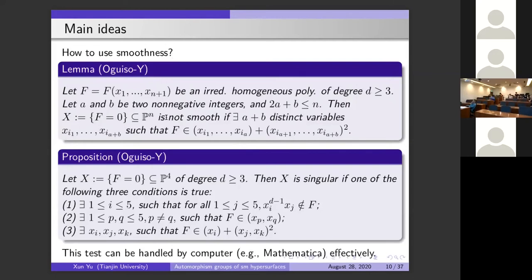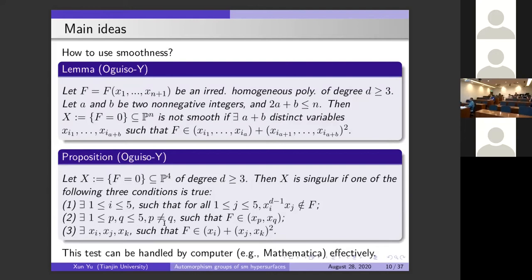We actually check smoothness by the combinatorial method. In the proposition, if you have a smooth threefold of degree greater than or equal to 3, then X is singular if one of the following three conditions is true.